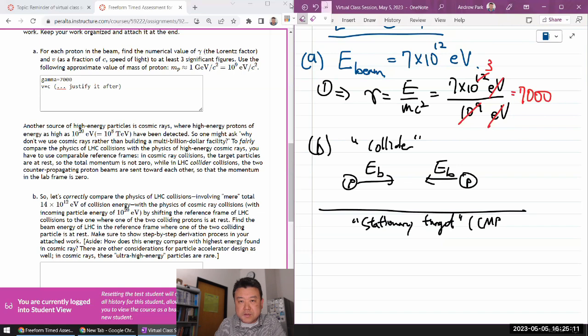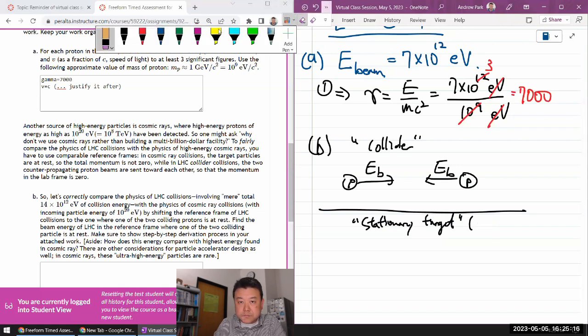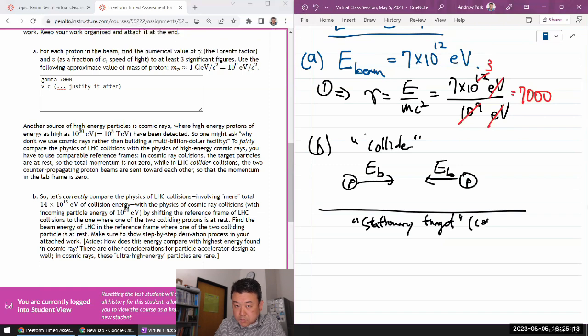Wait, not CMB. That's referring to something else. Cosmic rays. In that case, one target is stationary and the other proton is coming in with some amount of energy that can be related to the other, but is going to be different.